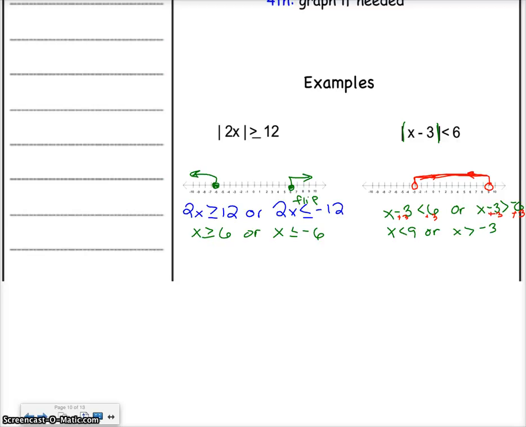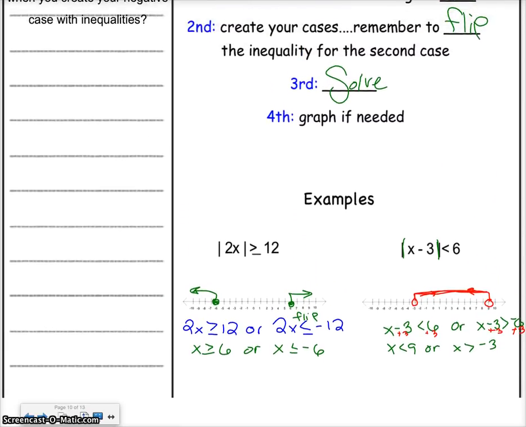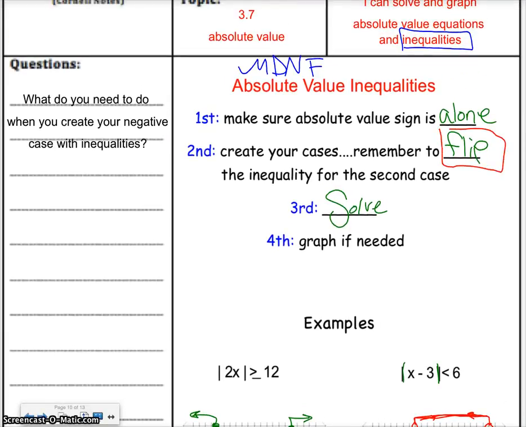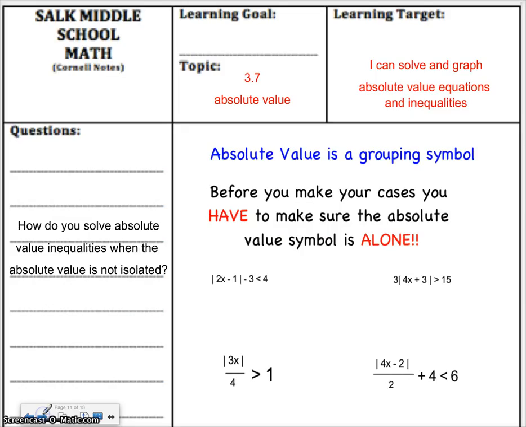So be careful. I always graph it as normal, and then I look to see, hey, are they going to smash into each other? And if they do, I just connect them. All right, so again, let me just summarize. The biggest difference today is you're going to have to flip your negative case. And the other big difference today is that sometimes an OR graph is really an AND graph. When you create cases with absolute value, sometimes it makes an OR turn into an AND.